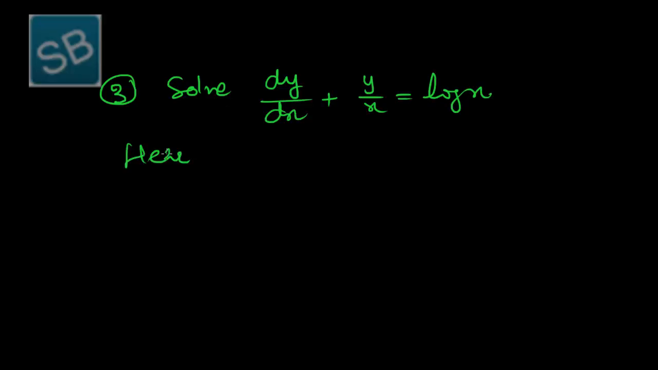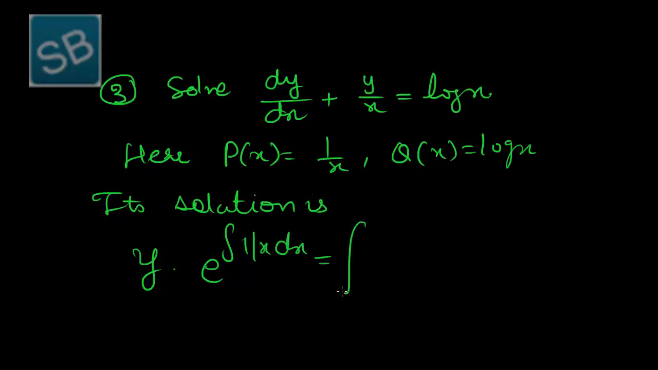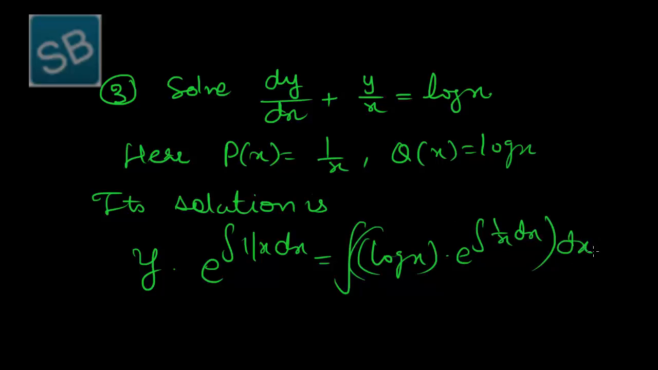Next problem is solve dy/dx plus y by x is equal to log x. So here if we see, p of x is equal to 1 by x and q of x is equal to log x. Therefore its solution is y into e raised to power integral of p dx, that is 1 by x dx, is equal to integration of q into e raised to power integral of 1 by x dx, whole power dx.